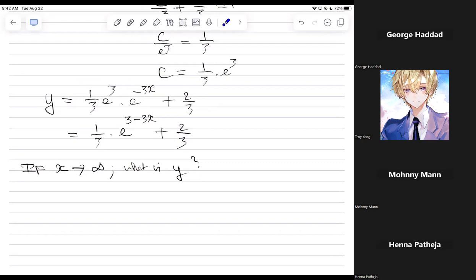Right. Yeah, 2/3, right? Because if s goes to infinity, this one is going to go to 0, right? So the whole thing will go to 0, so you only have 2/3. Maybe you can write the limit as s goes to infinity of 1/3 e to the negative 3s plus 2/3, which is just 2/3. Or you can write it like 1/3 e to the 3.